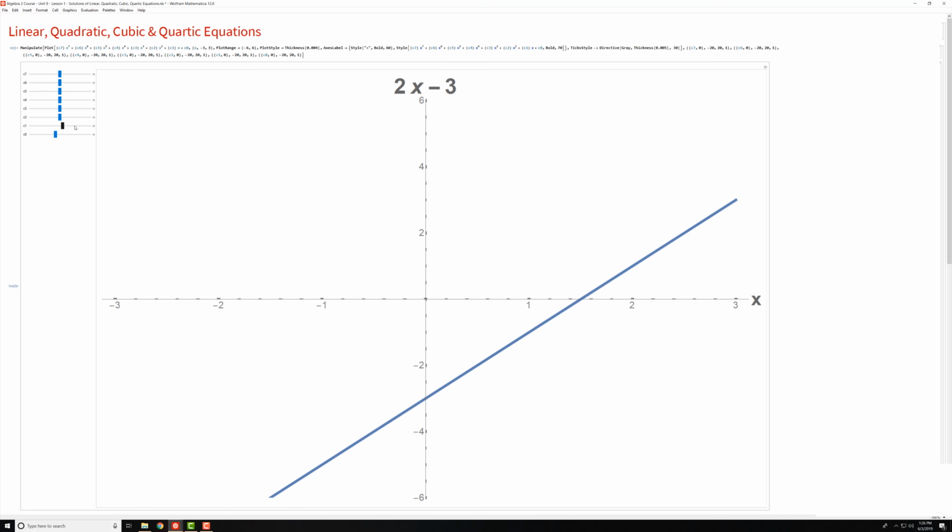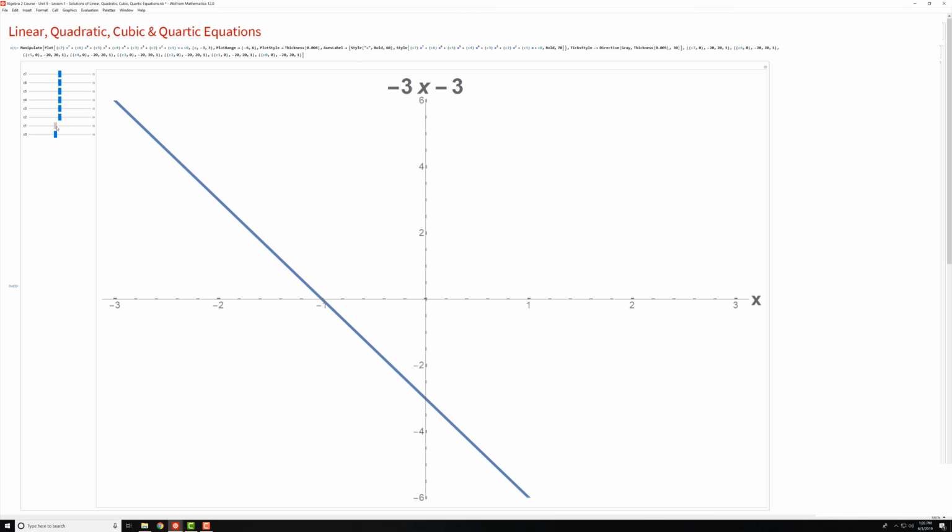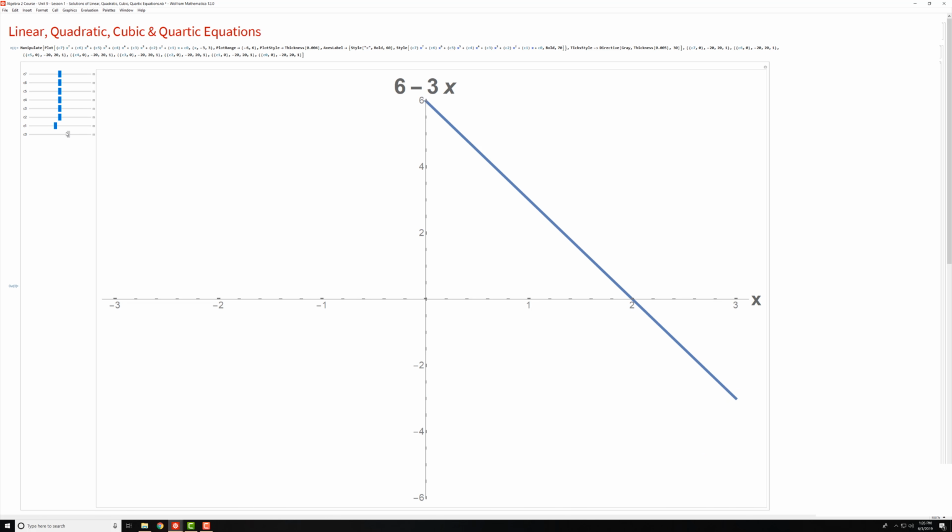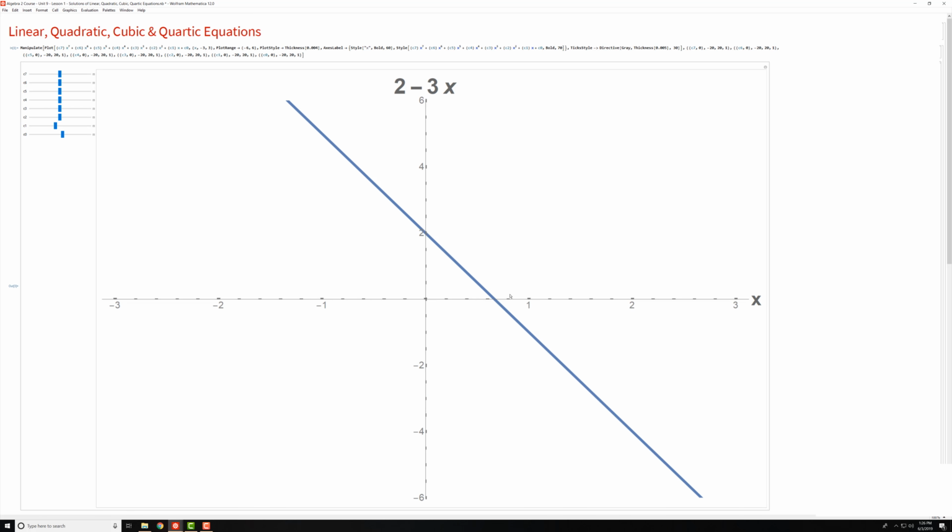Here's the crossing point. Now, no matter what I do, even if I make the line slant the other direction, if I shift it up or down, basically move the line around, it's only going to cross the x-axis in one location. It has one root because the power of x is just the number 1.